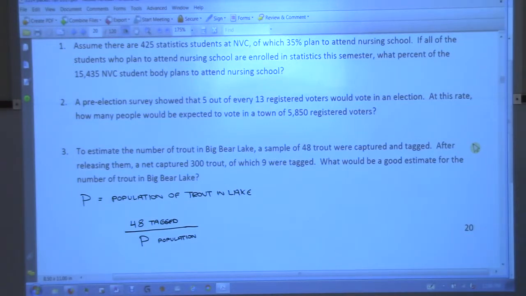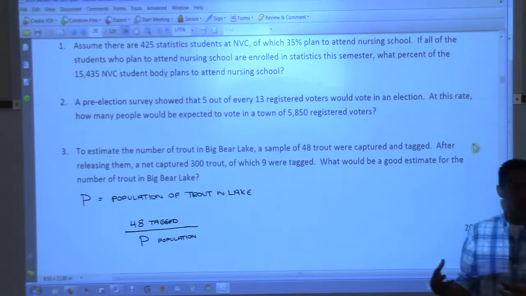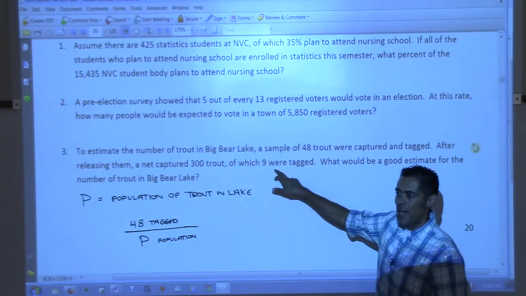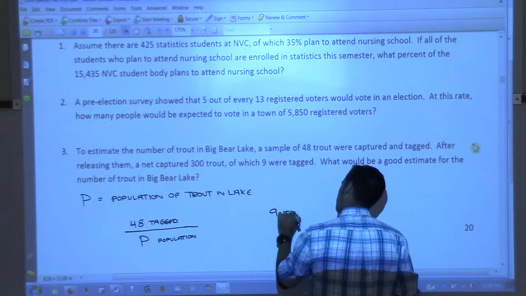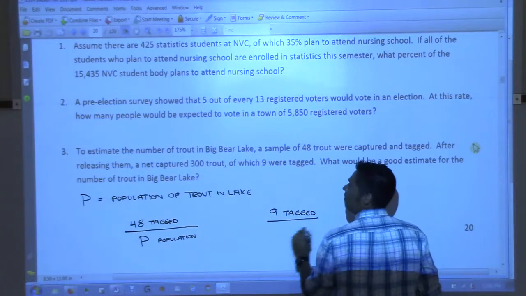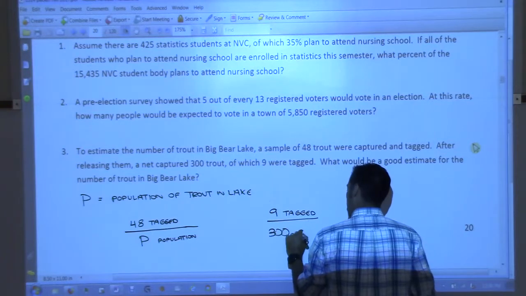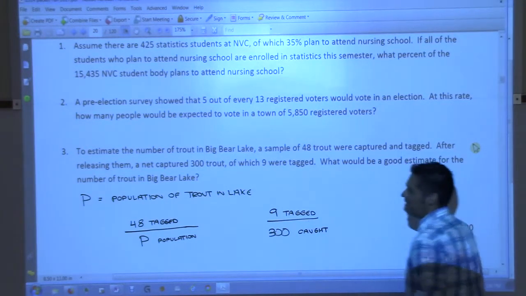Then they come back and they catch 300 of them. And 9 of them are tagged. So what we have now is that 9 are tagged out of the 300 caught. Is this making sense?